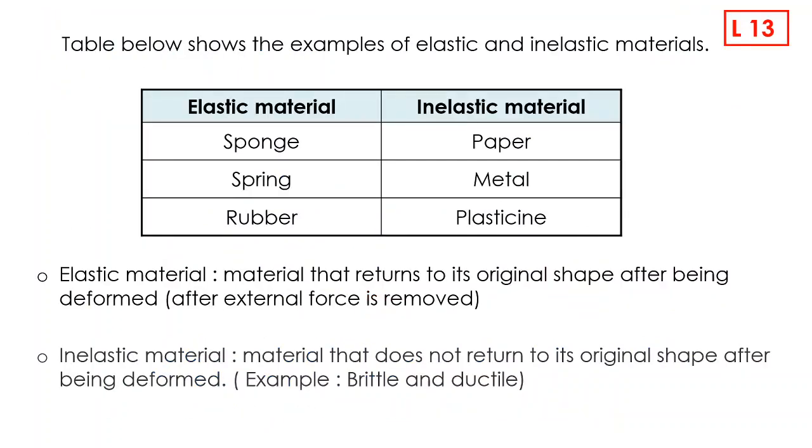We have a table right here showing some examples of elastic and inelastic materials. Sponge, spring and rubber are some examples of elastic material, and we have paper, metal and plasticine for inelastic material. As we saw just now, elastic materials are materials that are able to return to their original shape after being deformed, and the opposite is true for inelastic material.